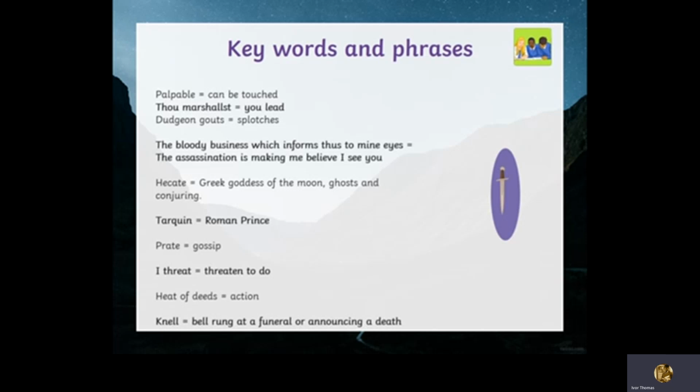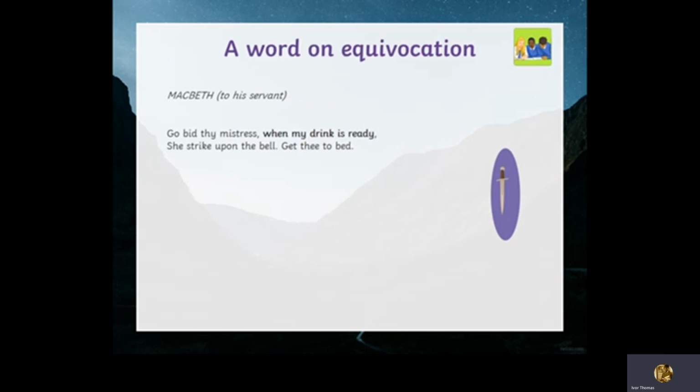And then he's asked his servant to tell Lady Macbeth to ring a bell when his drink is ready, and he refers to the bell later on as a knell. A knell is a bell rung at a funeral or to announce a death. Now, this is a quick reminder of that word equivocation. "Go bid thy mistress when my drink is ready to ring a bell, then go to bed, servant."